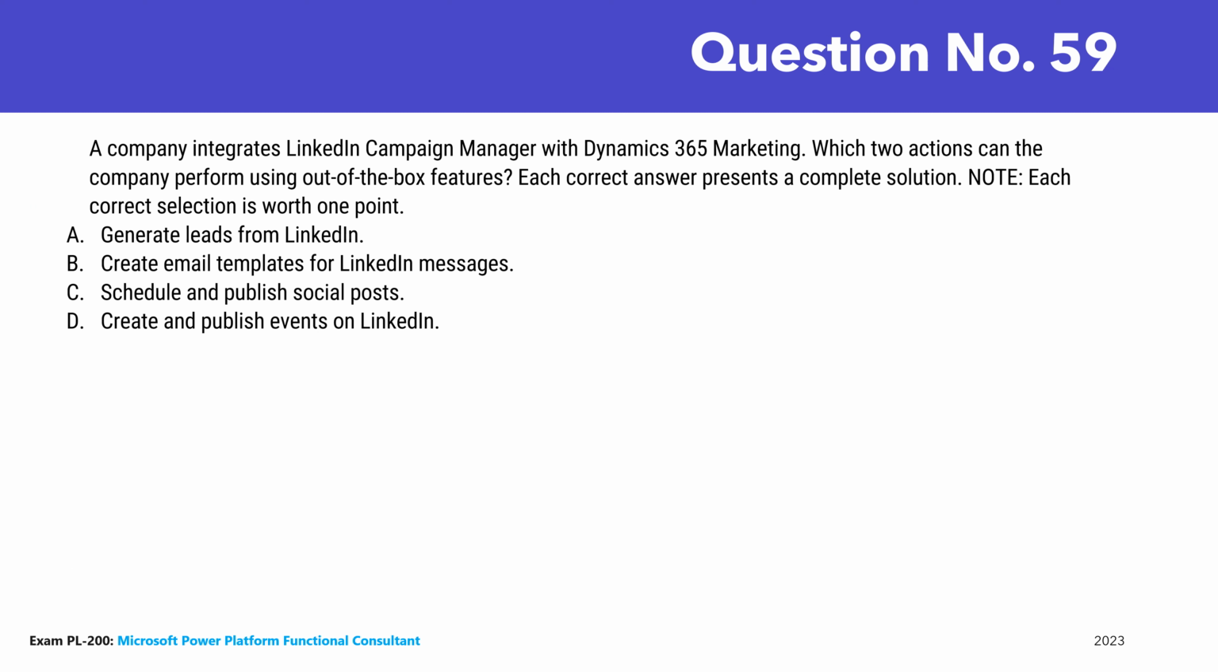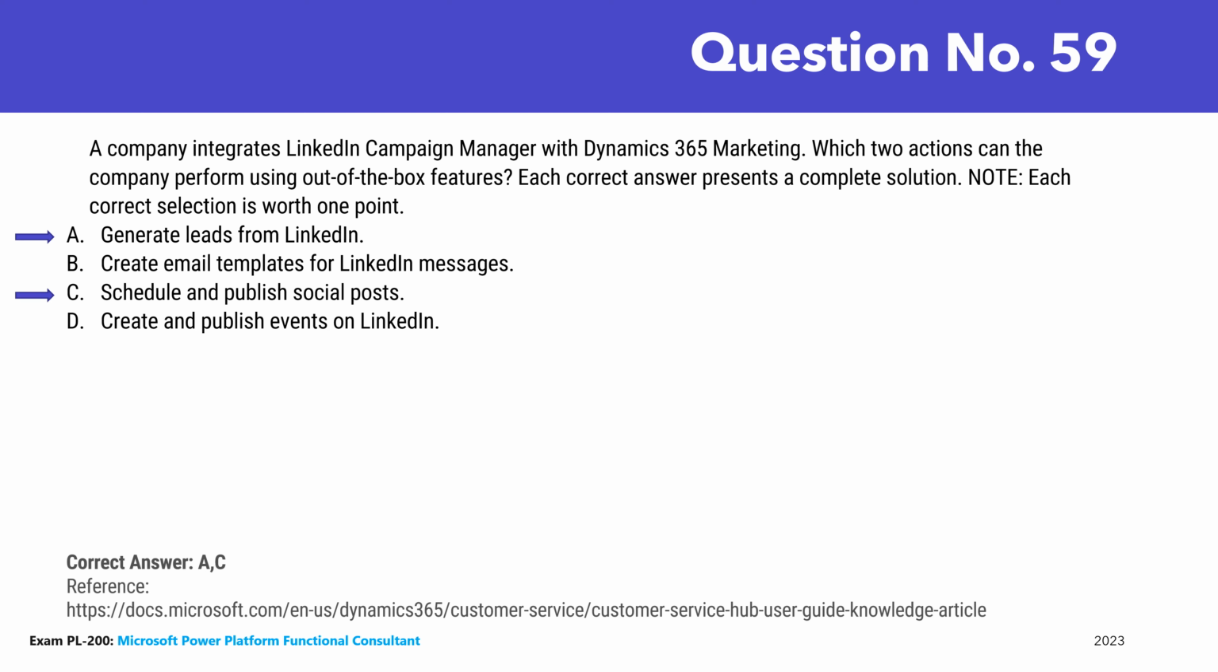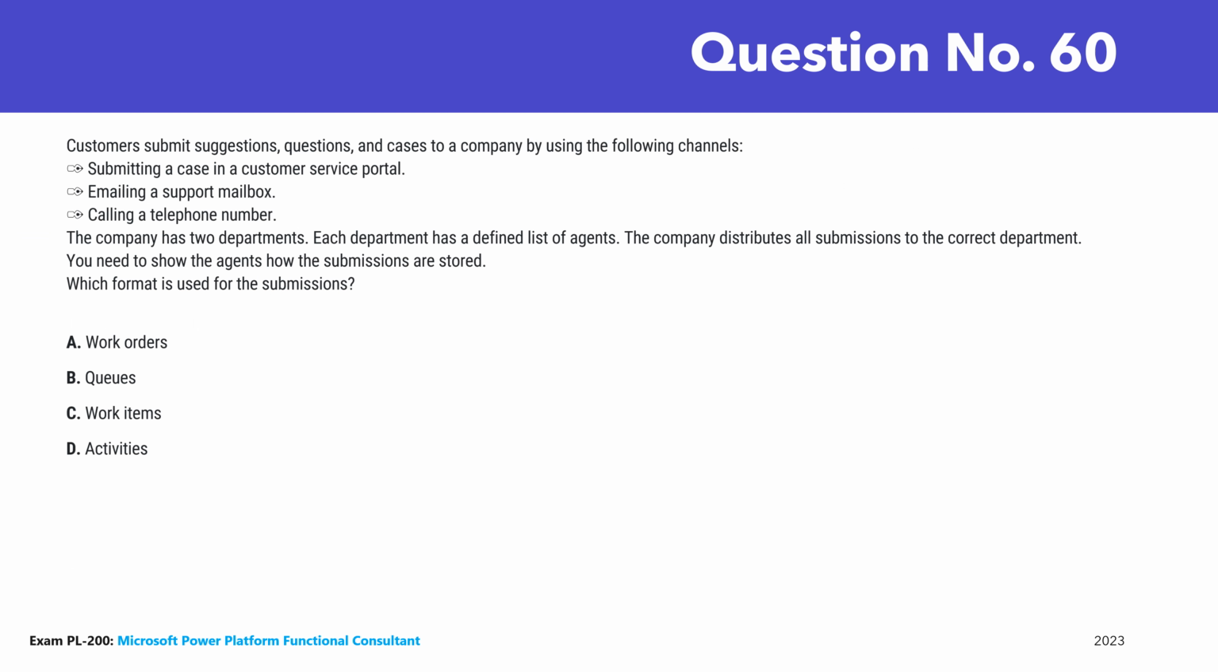A company integrates LinkedIn Campaign Manager with Dynamics 365 marketing. Which two actions can the company perform using out-of-the-box features? Each correct answer presents a complete solution. Note, each correct selection is worth 1 point. A. Generate leads from LinkedIn. B. Create email templates for LinkedIn messages. C. Schedule and publish social posts. D. Create and publish events on LinkedIn. Correct answer, A, C.